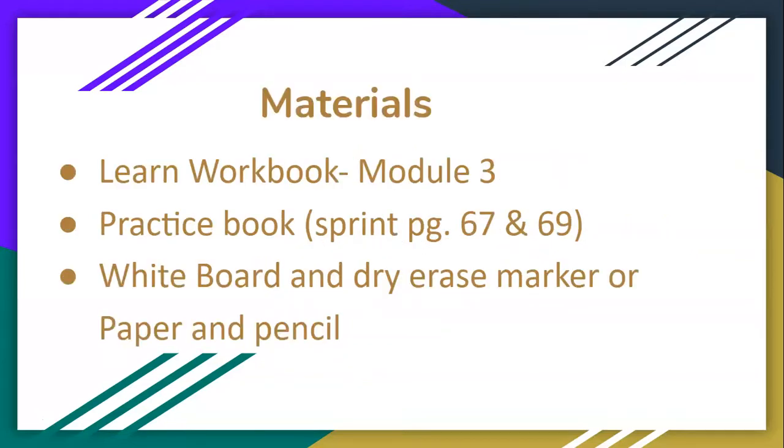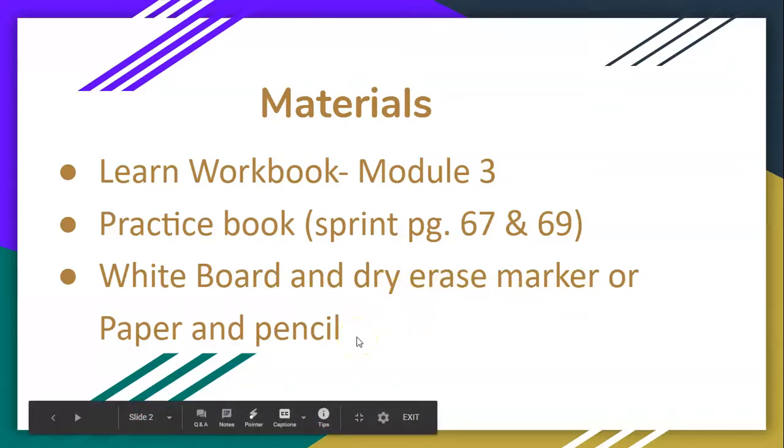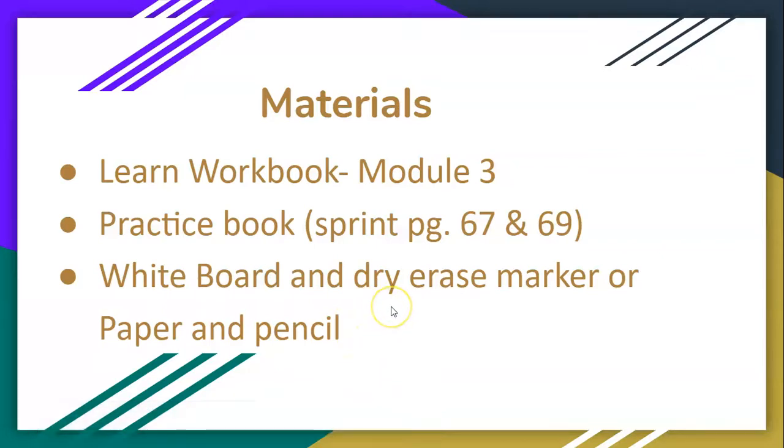And for this lesson, you are going to need your Learn workbook. That's the Module 3 workbook that you picked up at the curriculum pickup. It is green and it says Grade 3, Module 3. Then you'll need your practice book. It's a little bit skinnier, and we're going to need page 67 and 69 of that book. You're also going to need a whiteboard, a dry erase marker, or a paper and pencil. So go ahead and pause the video now and collect your materials, and then press play when you're ready to get started.